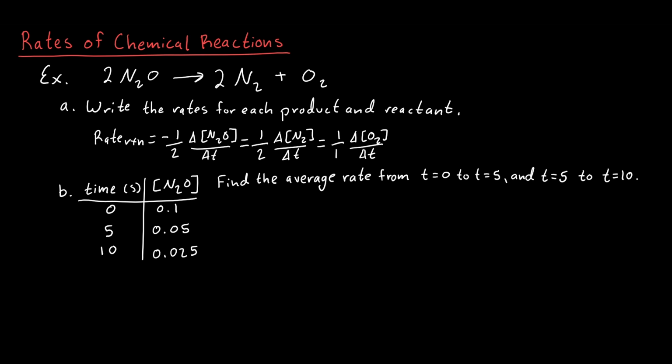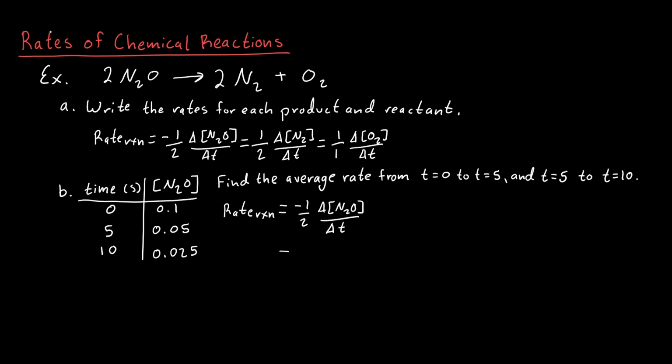To find our average rates, we can just plug in the values from this table. Part B gives us a table of times versus the concentration of nitrogen, and then asks us to find the average rates for given times. So to find the average rate, we can just apply the equation that we wrote above. So the rate of the reaction is negative 1 over 2 times the change in concentration of N2O divided by the change in time. So let's do from t equals 0 to t equals 5.